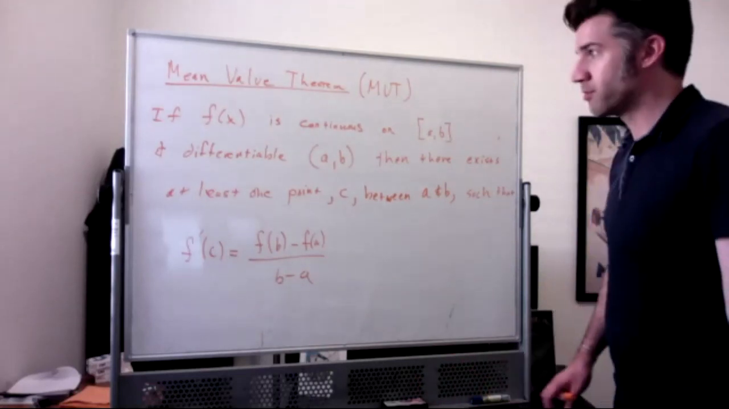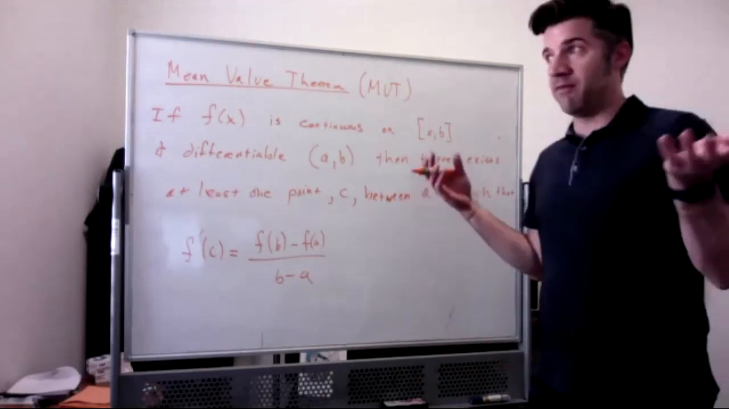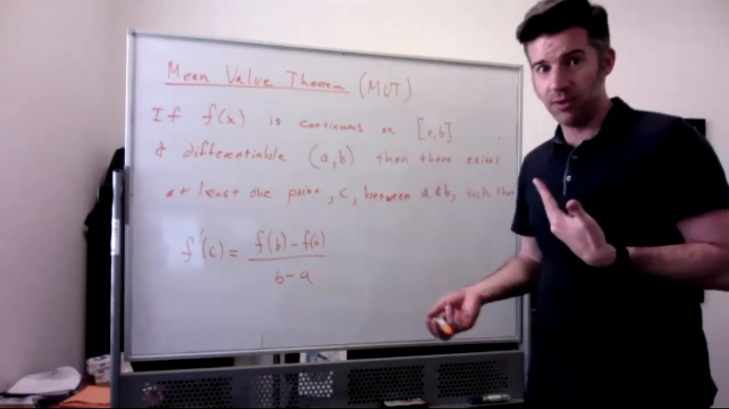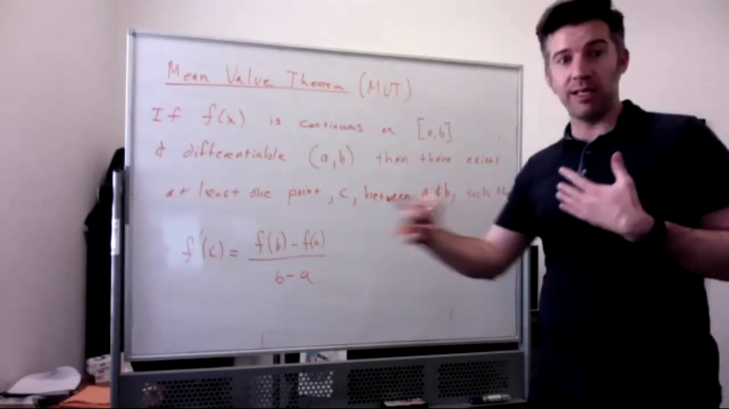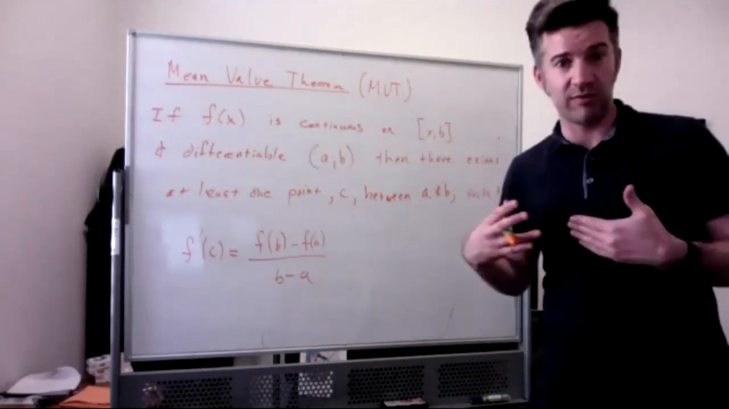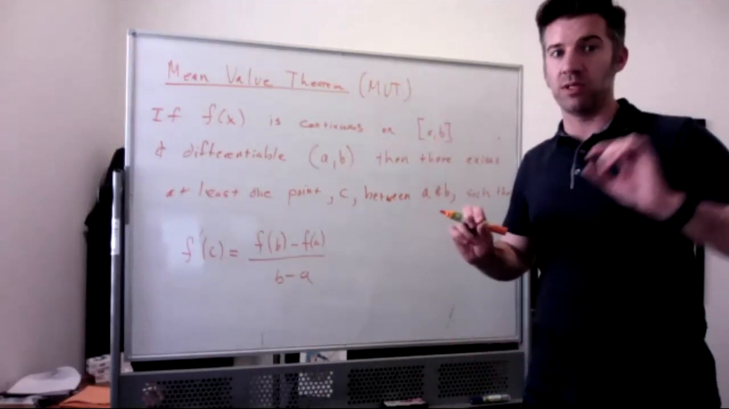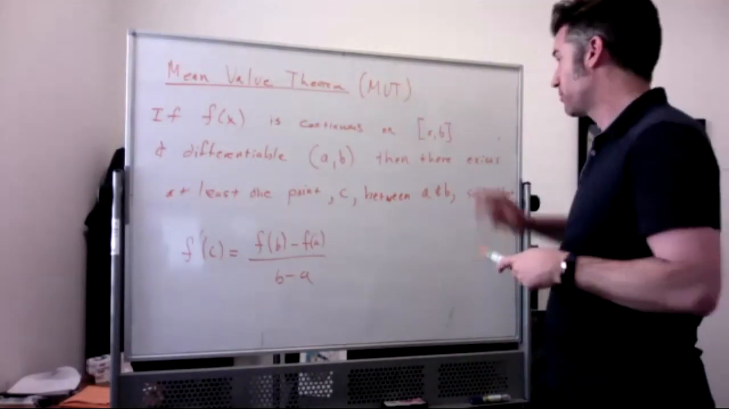And again, all this is really saying is that if you've got some function over some interval, there is at least one point in between the endpoints where the instantaneous rate of change, or the slope of the tangent line, is equal to the average rate of change, or the slope of the line connecting the endpoints.